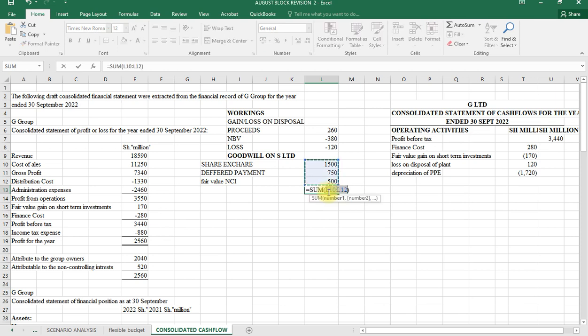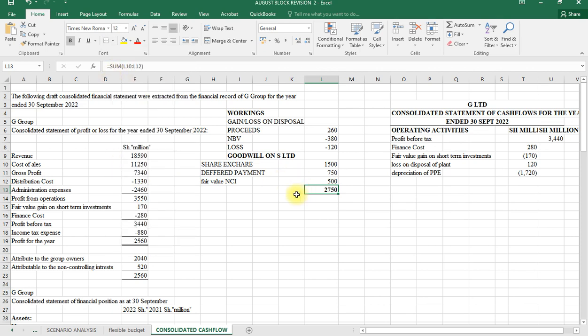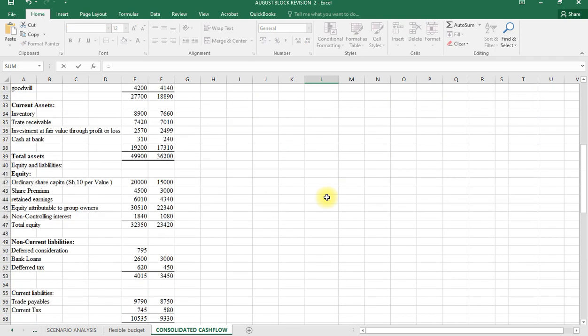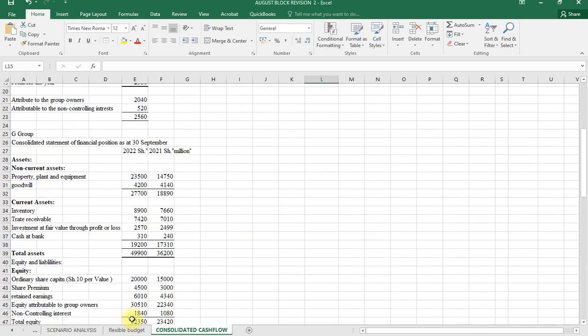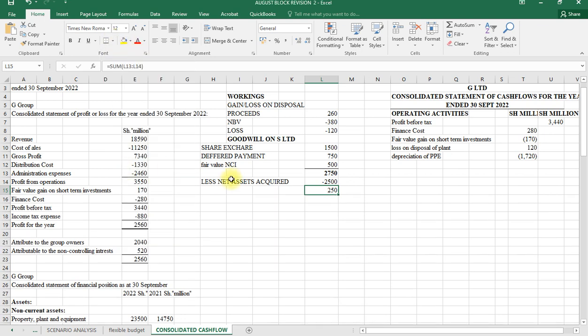Alt equals, and I enter. So the total value that we paid to acquire was 2750, and we less net assets acquired. When you look at the net assets that we acquired here, we acquired net assets valued at 25. I need this to be negative, and alt equals the two of them to get our goodwill on acquisition. Goodwill on acquisition was 250. This is goodwill. So the key thing we need to find is the goodwill impaired.